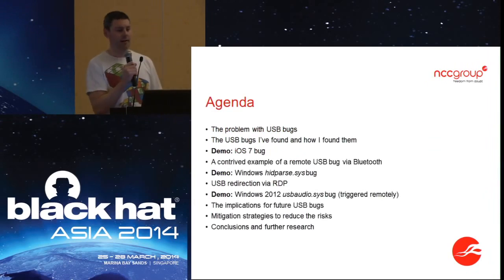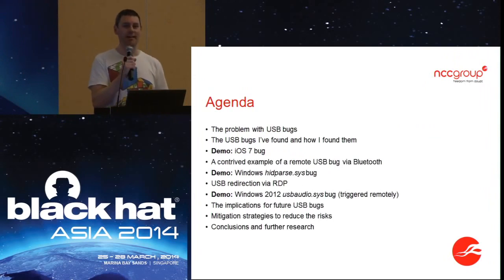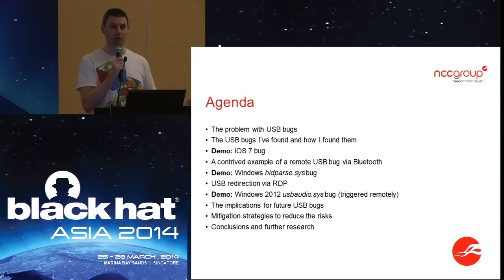Okay, so first of all, we're going to talk about what the main problem with USB bugs is. And when I say problem, this is the main reaction I get from people when I demonstrate USB bugs. Then I'll move on to talk about how I go about identifying USB bugs. I've been looking at them for a number of years and come up with a range of different approaches for finding bugs. So I'll go through some of those, talk about some of my experiences, some of the things that I've found. Then I'll demo an iOS 7 bug that was patched, and the patch was released the other day.